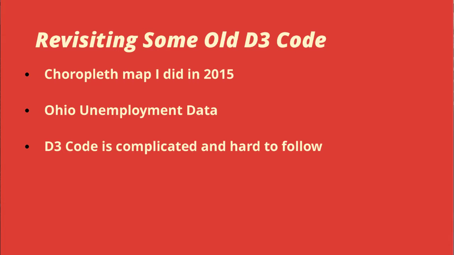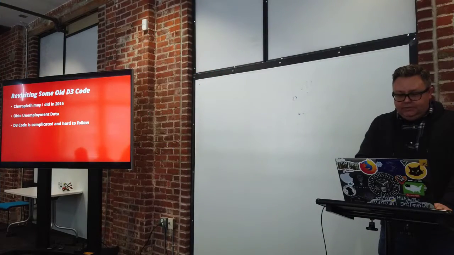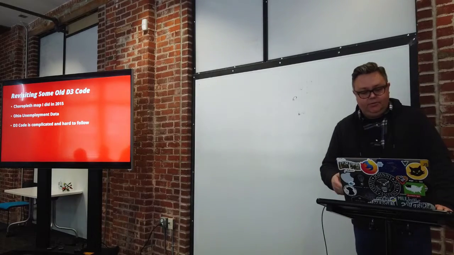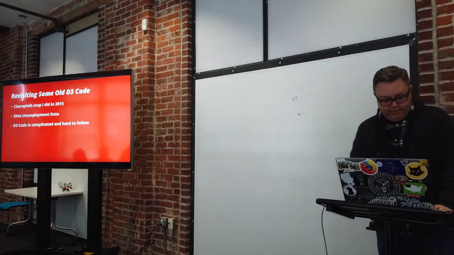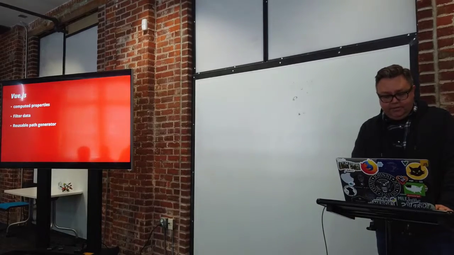So I guess actually this isn't a wholly original talk. Somebody asked me that earlier. So I did reuse this map. I updated the employment data. I have 2017 numbers now. But as you'll see, the D3 code is complicated and hard to follow. So before we get into the Vue code, I'll show you where we're coming from and how I converted it, right?